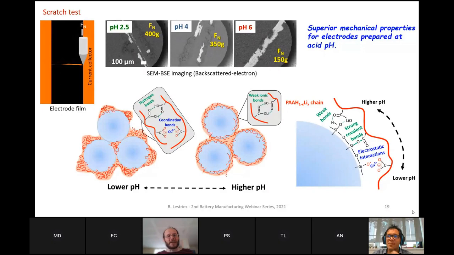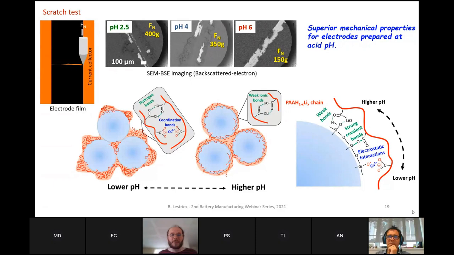In neutral condition, because the binder is extended into the solution, we expect that it is lying flat at the surface of the silicon particles and graphite particles, and thus maybe not being able to stretch a lot in response to the volume variation of the silicon particles. While in acidic conditions, it is expected to form deposits with the chains more collapsed, more entangled, and thus maybe more able to extend, to deform in response to the silicon volume variations.